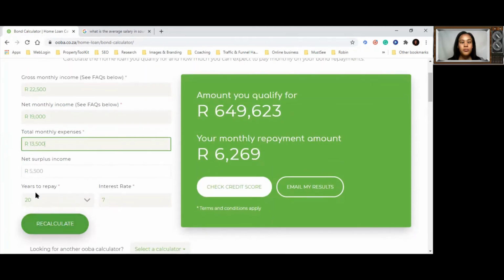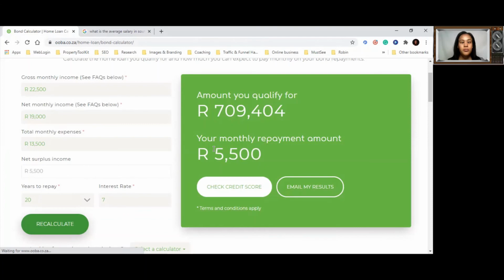What happens is, over 20 years, if I go and get a bond with an interest rate of 7%, because that's by default put into these online calculators, if I say calculate, it shows me what I qualify for, which is a little over 700,000, okay? Because my monthly repayments are then 5,500. Please note, on all of these websites that we use, there are terms and conditions that apply to that particular organization, all right? So this is a hypothetical situation.